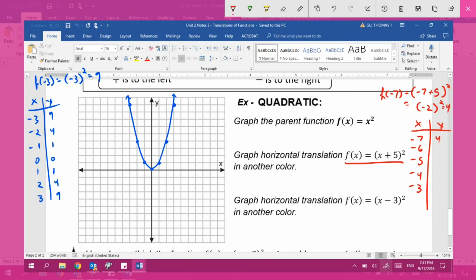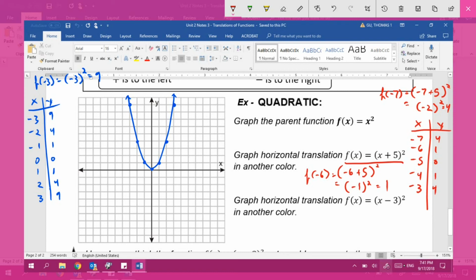Okay, what would f of -6 be? f of -6 equals -6 plus 5 quantity squared. -6 plus 5 is -1. And -1 squared is positive 1. So it's going to be 1. We're going to see that f of -5 is 0, f of -4 is 1, and f of -3 is 4. So let's plot these points.